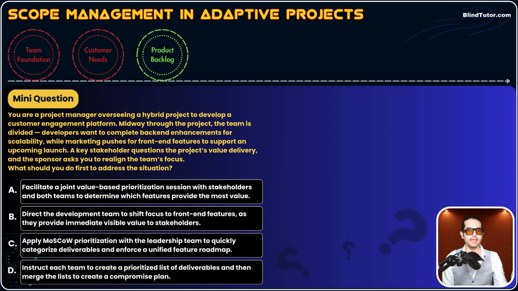A. Facilitate a joint value-based prioritization session with stakeholders and both teams to determine which features provide the most value. B. Direct the development team to shift focus to front-end features as they provide immediate visible value to stakeholders. C. Apply MoSCoW prioritization with the leadership team to quickly categorize deliverables and enforce a unified feature roadmap. D. Instruct each team to create a prioritized list of deliverables and then merge the list to create a compromise plan. Very, very good question, guys.